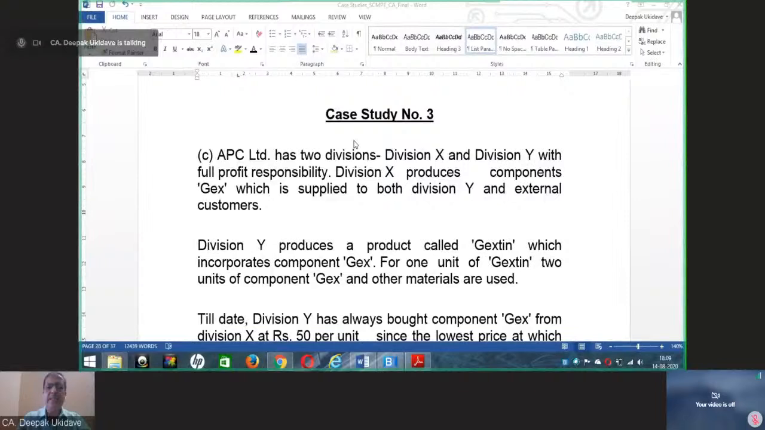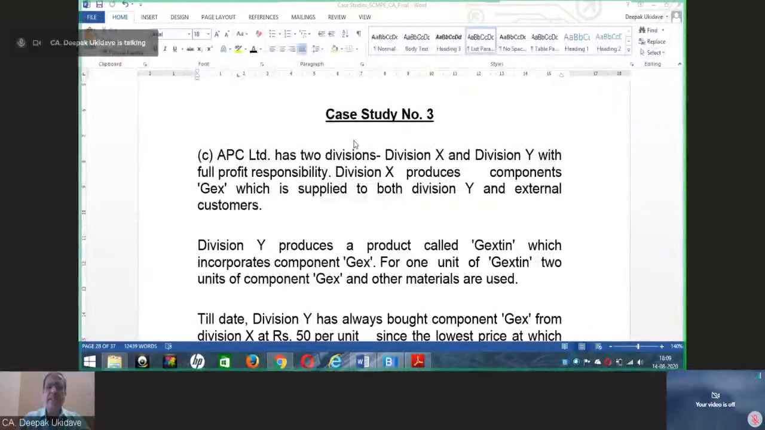Division Y has received a proposal from a new supplier who has offered to supply the component JEX for rupees 47 per unit, at least for the next 3 years. Now, so far things were going on very smoothly. There was no issue. But suddenly, Division Y received another offer from one of the suppliers who is now ready to supply at 47 rupees, and that too for the next 3 years.